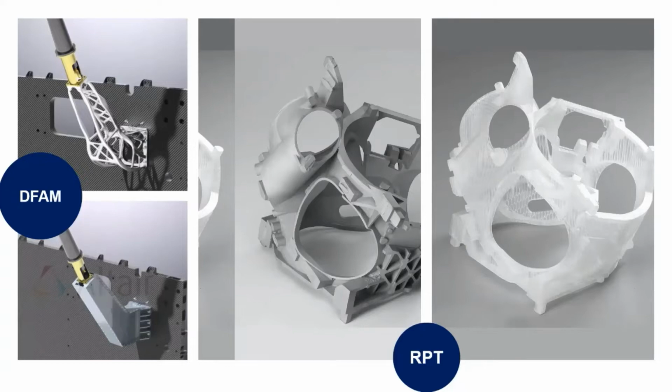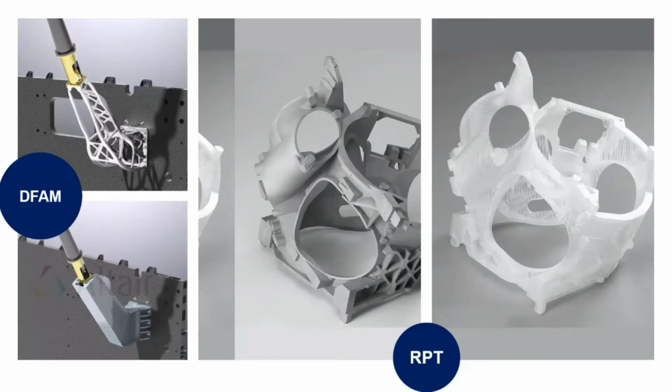In RPT, mostly the purpose is not to fit or use that component in production. It is just to check the form, fit, and visualization before we go for the actual production component, which has to be manufactured by some other means. So that is the difference.